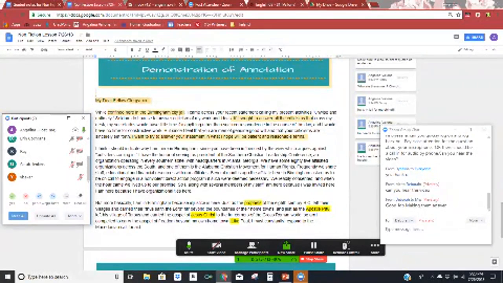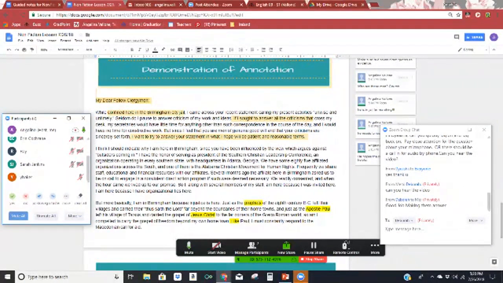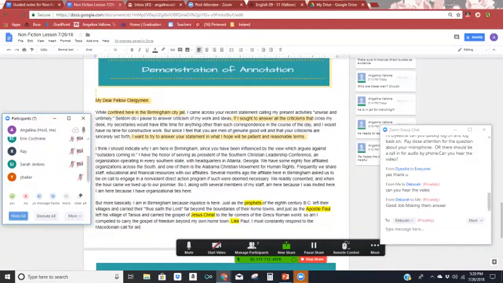So another clue, especially with 3 of these, would be we've got prophets, Apostle Paul, and Jesus Christ, which all come from a very famous book called the Bible. And then the other one, because there's just 2 of them, the other one uses the word like to make a comparison.